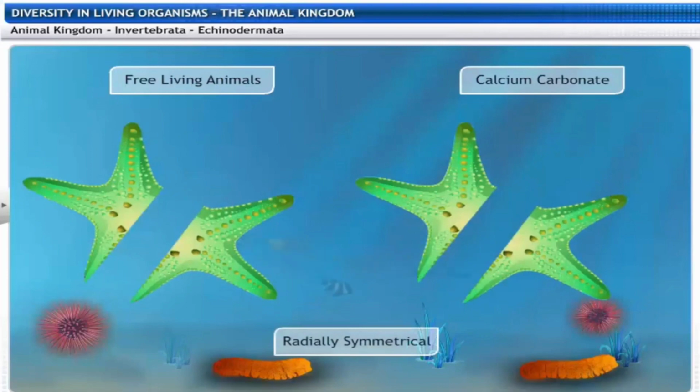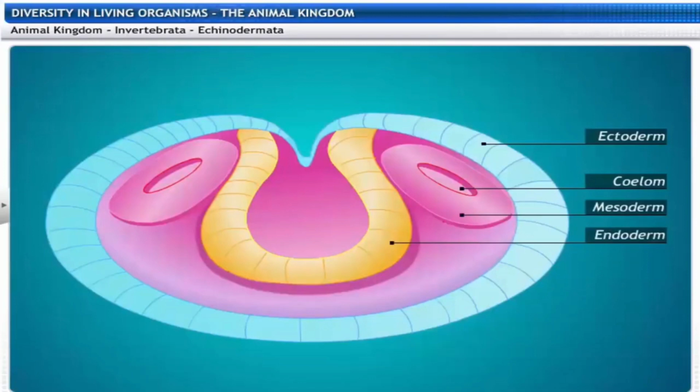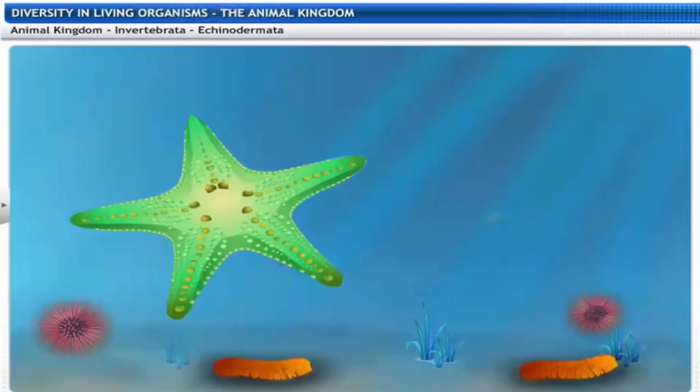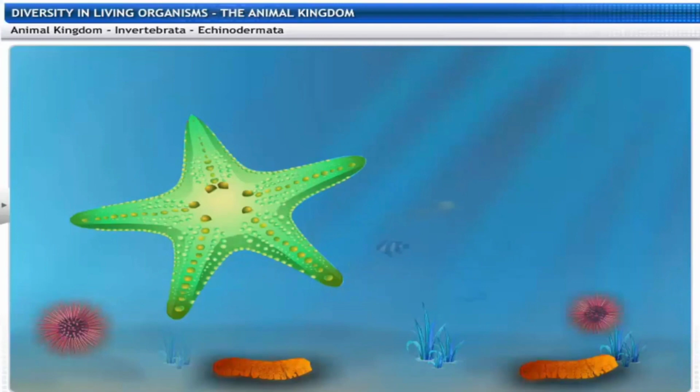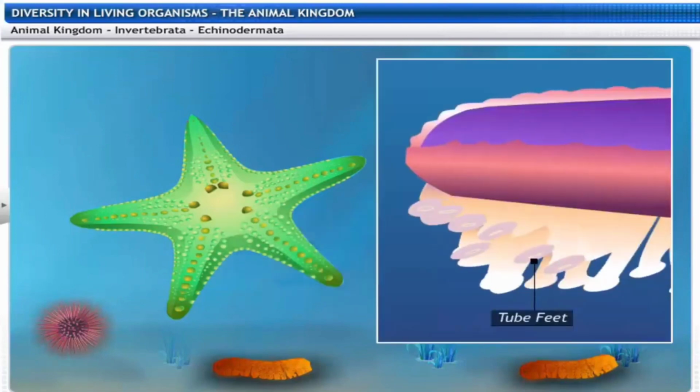Echinoderms are radially symmetrical. Their bodies have 3 layers, called triploblastic, and they have a true coelomic cavity. Their bodies have tube-like extensions called tube feet, which help in locomotion and food collection.